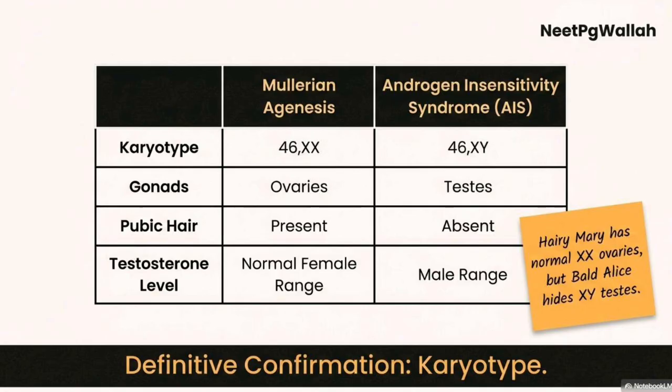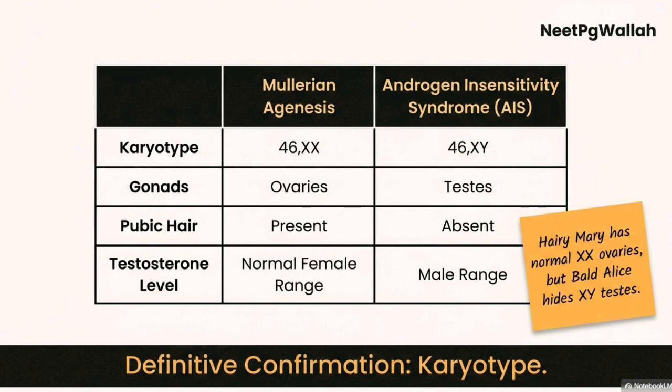Distinguishing between Mullerian agenesis and AIS is an absolute classic exam favorite. Both of these patients have no uterus, but there is a massive genetic difference under the hood. Mullerian agenesis patients are genetically 46XX females. They have normal ovaries and normal female testosterone levels. AIS patients, on the other hand, are genetically 46XY males with testes that produce male-range testosterone. But here's the tricky part. Without a karyotype in your hand in the clinic, how do you tell them apart? The secret? You check the pubic hair.